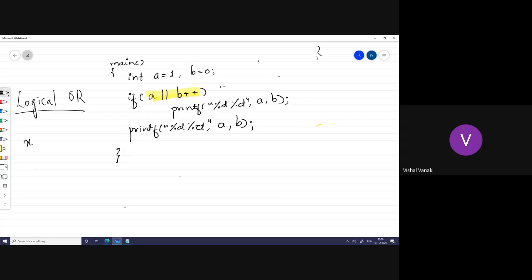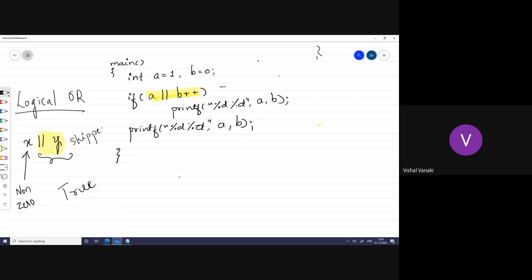Now there is an OR operation which I'm doing here: X or Y. If the first operand itself is non-zero, then there is no need of evaluating the rest of the expression. We can make a decision already. So if one is non-zero, then the output is true. The condition will be evaluated as true, and this part will be skipped.